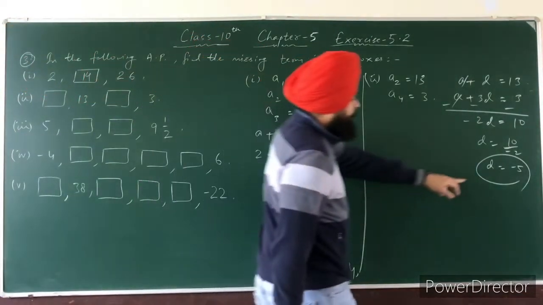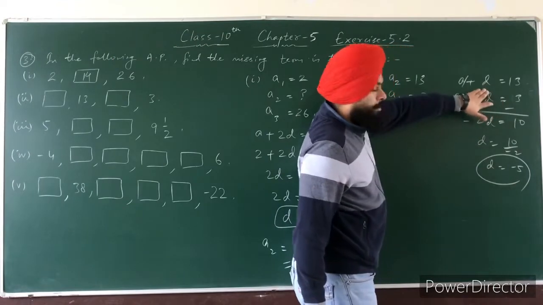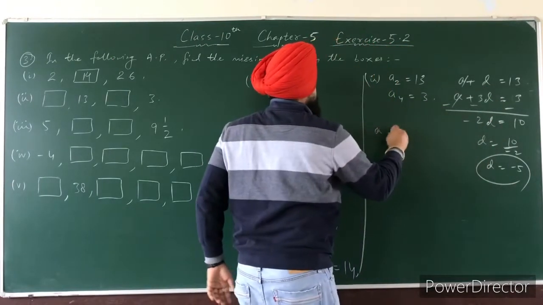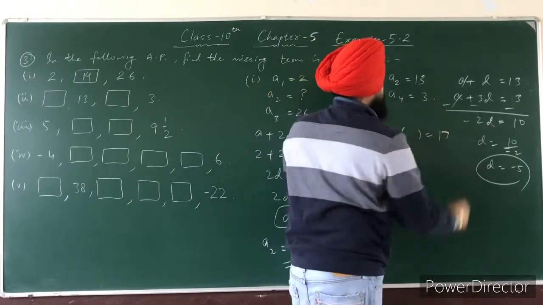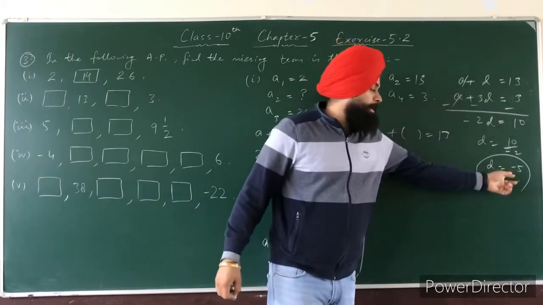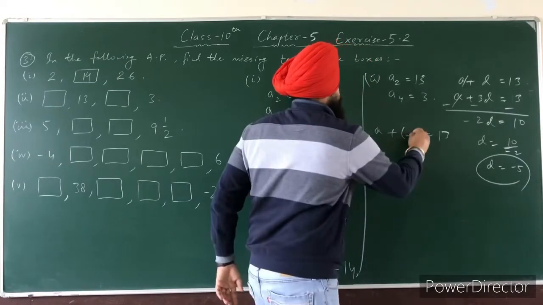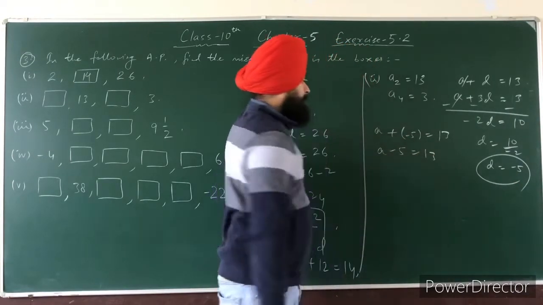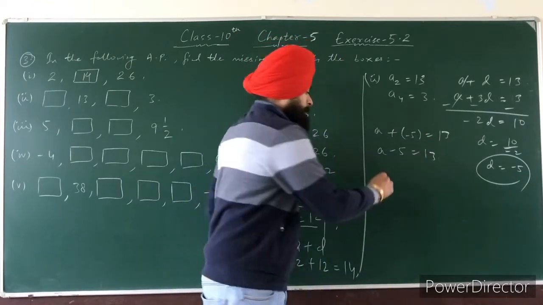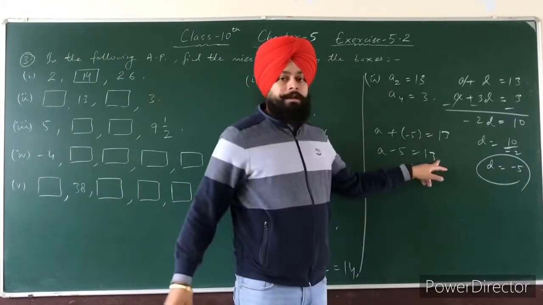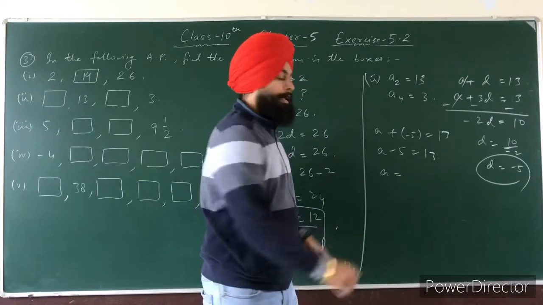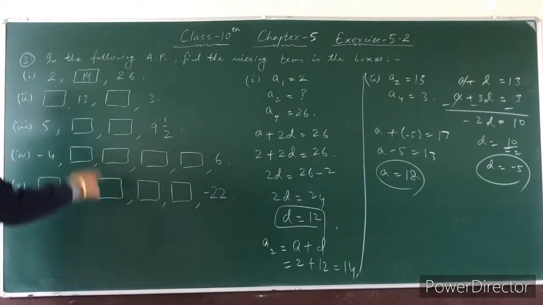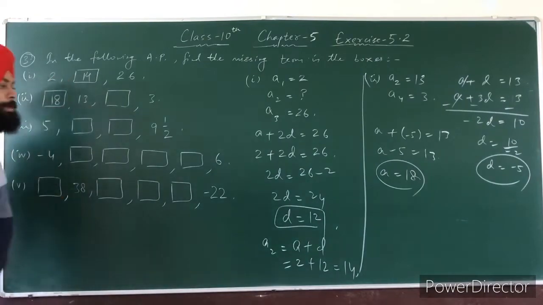So now put the value of d either in the first equation or in the second equation. So put here d, a plus d is equal to 13. What is d here? d is minus 5. So write here a minus 5 equals 13. Now take this minus 5 to the other side. It is added to 13, and 13 plus 5 is 18. It means the first term is 18. So write here 18.